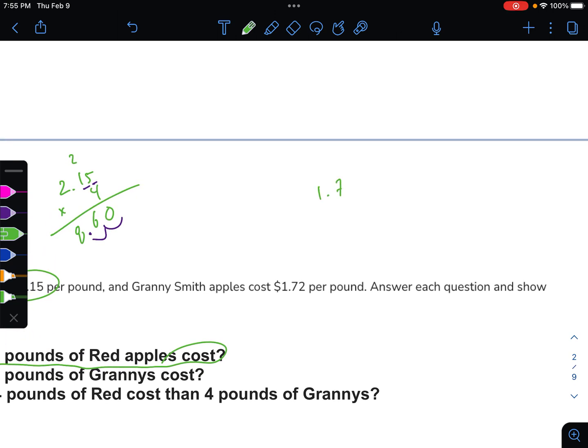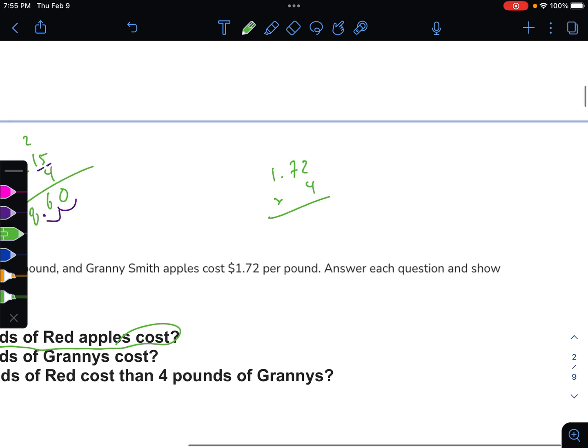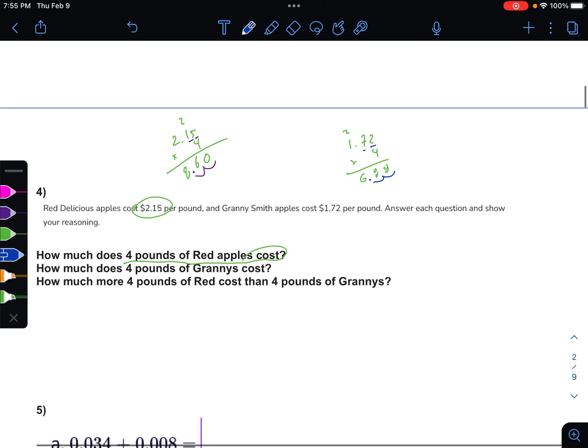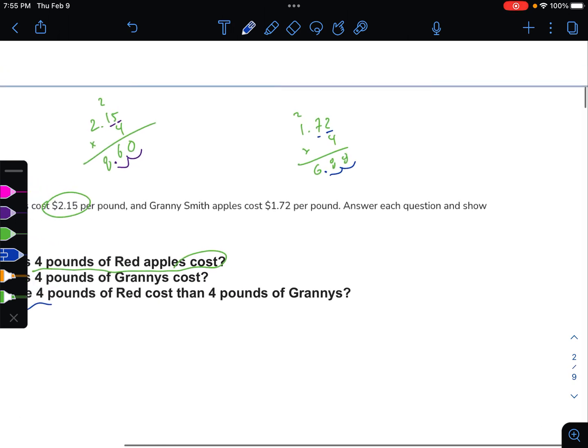So 1 pound is $1.72, and I need 4 sets of that. So 4 times 2 is 8. 4 times 7, 28. Got my 4 plus my 2, which is 6. Got my 2 decimal places, so 1, 2, $6.88. Super reasonable. How much more of the red? So how much more? I'm going to have to subtract these to find out how much more.